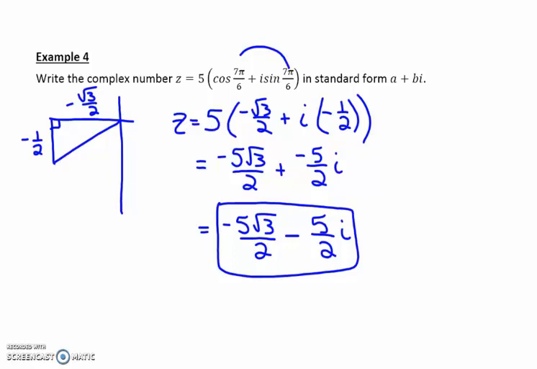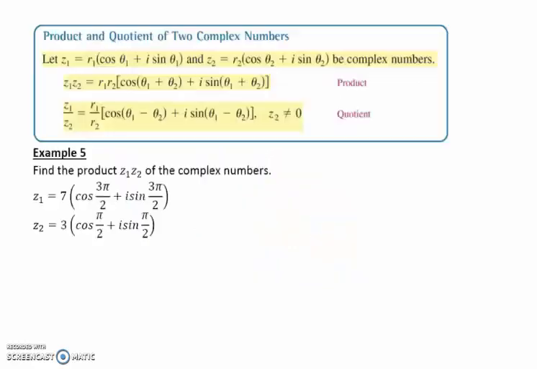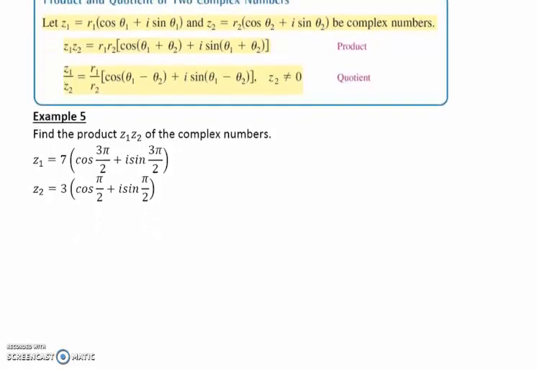All right, let's take a look at the product and quotient of two complex numbers. All right, and so we have these formulas, and these two formulas, if it's on the test, you will be given those formulas. You don't have to memorize those. So we are going to look at first the product, and so that one is going to be this formula where we're multiplying z sub 1 and z sub 2.